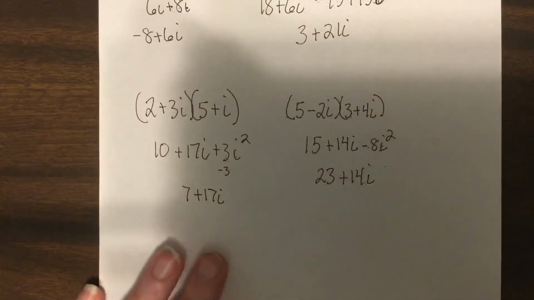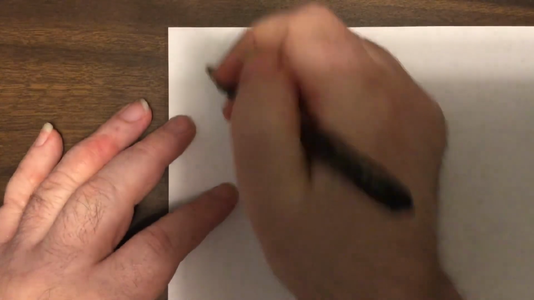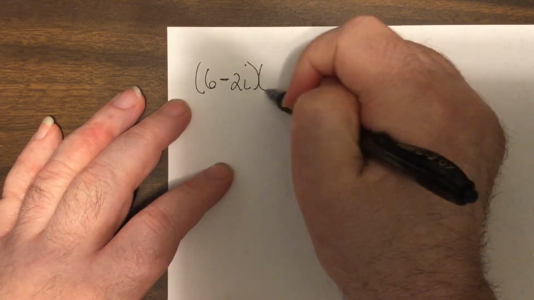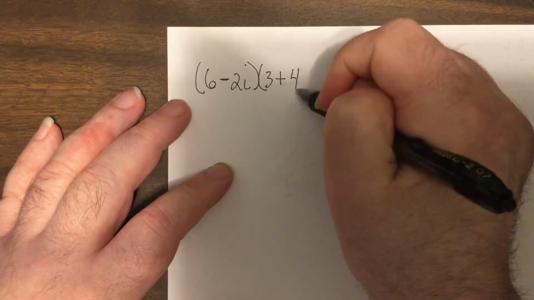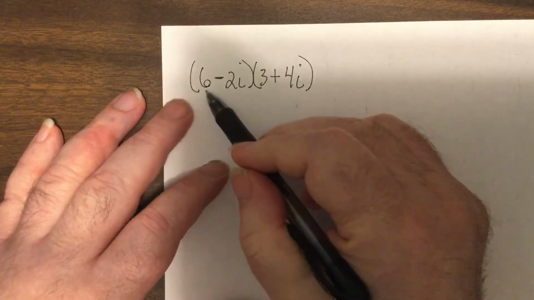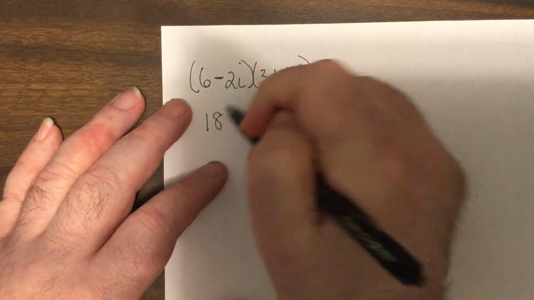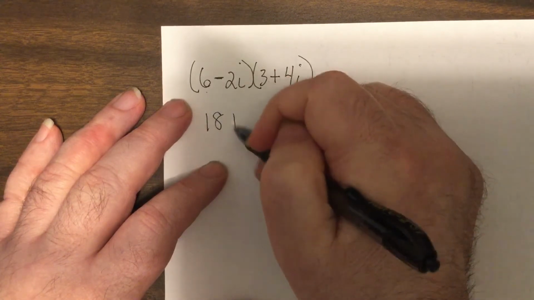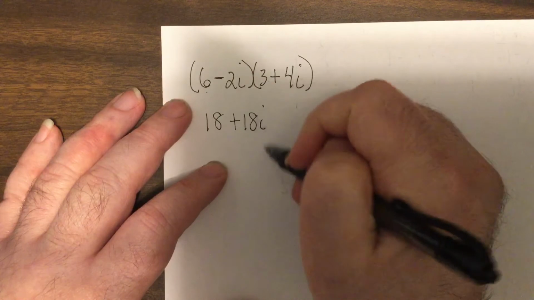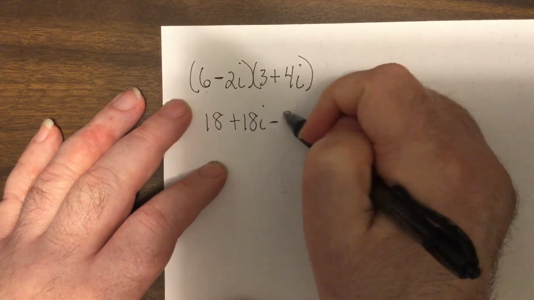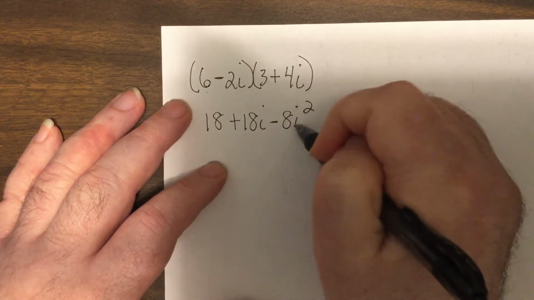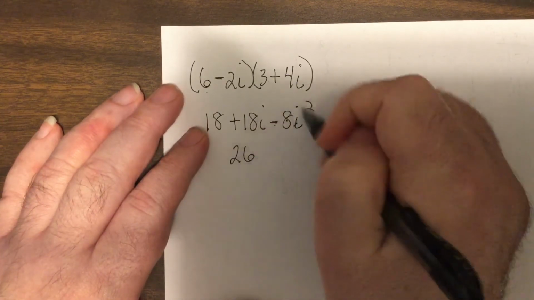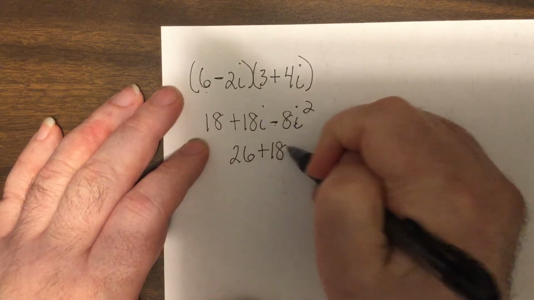Oh boy. So let's look at another one. 6 minus 2i, 3 plus 4i. So 6 times 3 is 18. Minus 6i plus 24i is 18i. And this is minus 8i squared. So i squared is negative 1, so that'd be plus 8. So 18 plus 8 is 26 plus 18i.